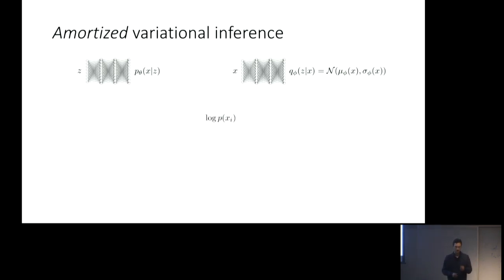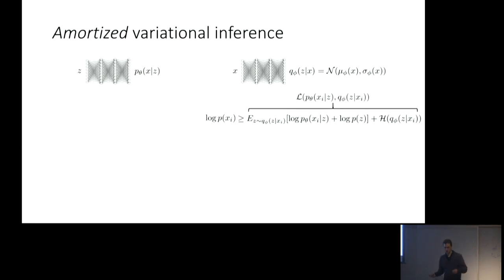So our goal, as always, is to bound log p of x, which, just like before, we can bound in terms of the expectation of the likelihood under Q plus the entropy of Q, except that now, instead of having Q subscript i, everywhere I have Q subscript phi of z given xi. It still depends on i because it's conditioned on xi, but now it's this neural network. So all I've done here is plug in Q subscript phi in place of Q subscript i. And this is my new evidence lower bound.